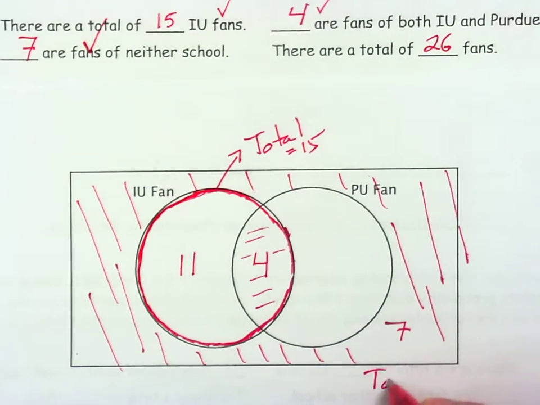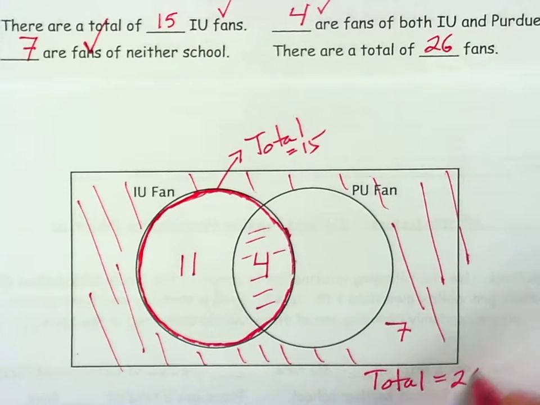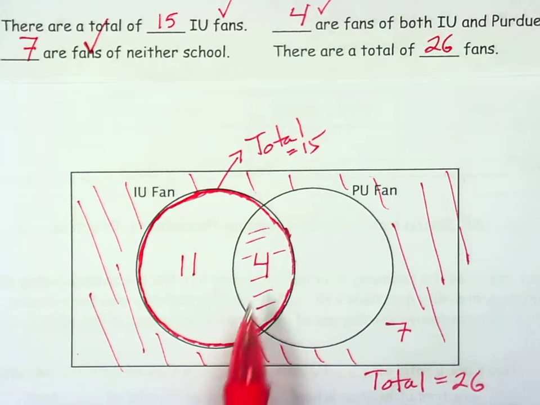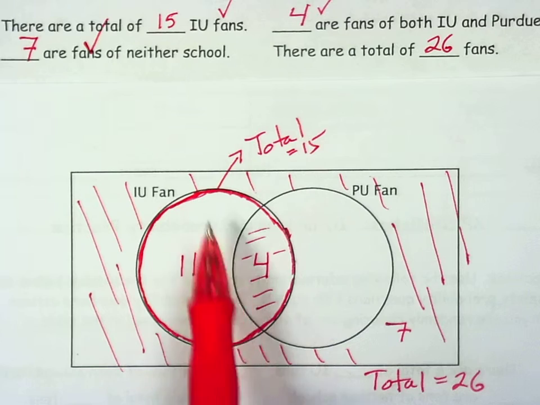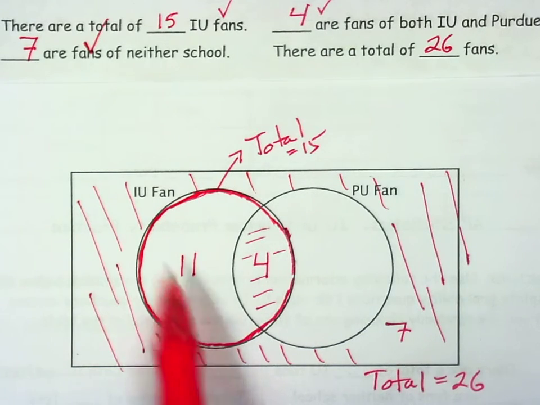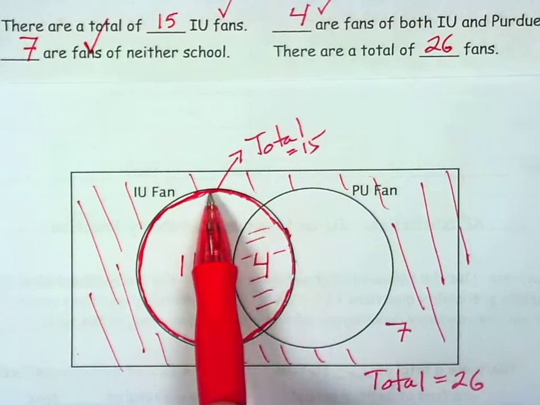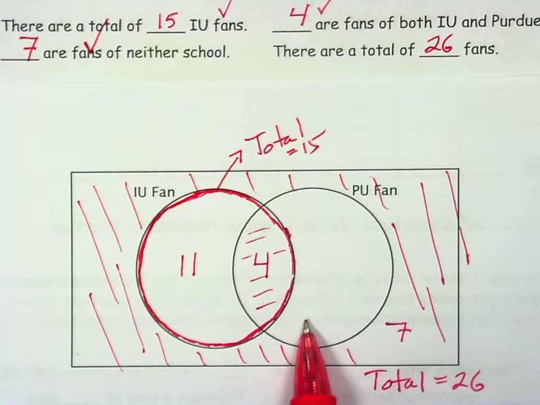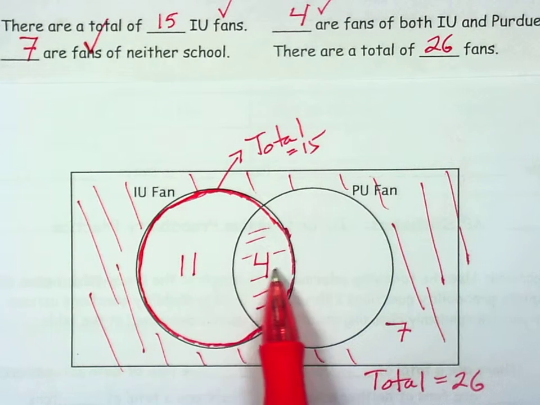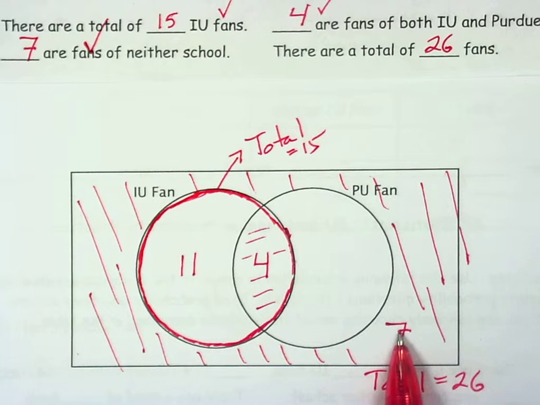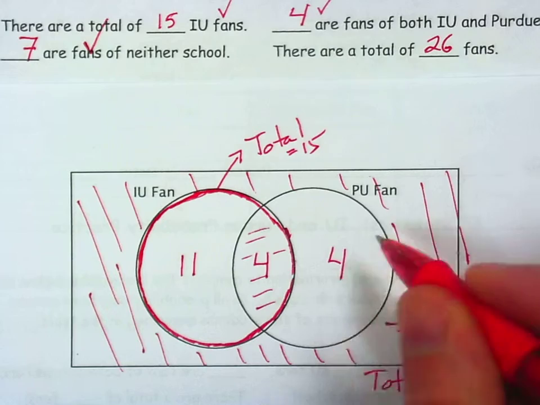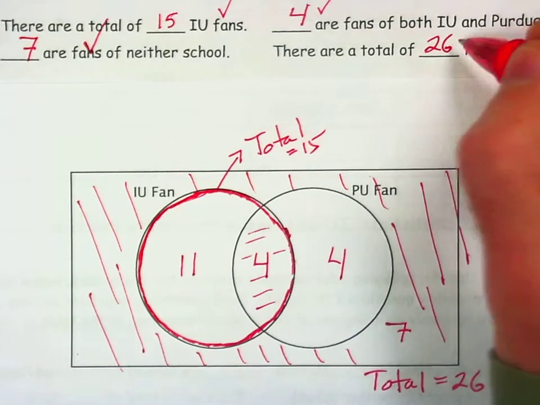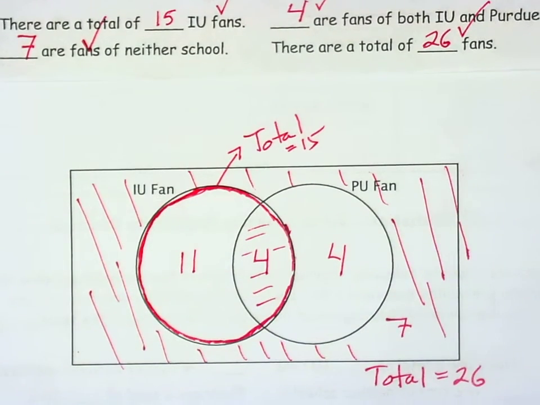The last piece of information that I have is that there are a total of 26 fans. So down here I'm going to put that the total in this diagram has to equal 26. Well, I've already accounted for the space in the middle, the intersection. I've accounted for this crescent here. I've accounted for the space outside of the circles. So the only thing left is this crescent here. I know the 11 plus the 4 makes 15. 15 plus 7 equals 22. So to get to my total of 26, I have 4 left. Those 4 have to be in this crescent right here. And now I have used all the numbers and I have organized all of my information.